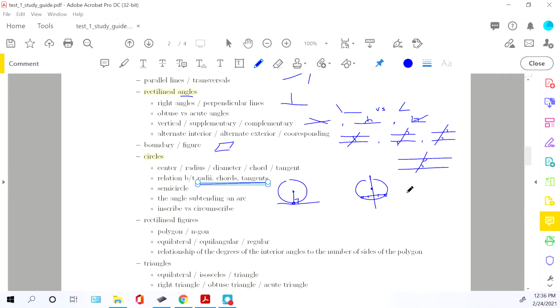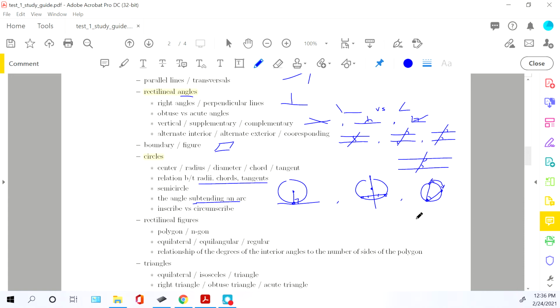So those are the two main relationships that you need to worry about when I talk about relationships between radii, chords, and tangents. This is also on your handout for Book 3 that we had previously. I'm expecting that you know what a semicircle is. If you talk about an angle subtending an arc, this is this guy. So the arc is here, and the angle subtending the arc is the angle formed where the two rays intersect your circle at the ends of the arc.